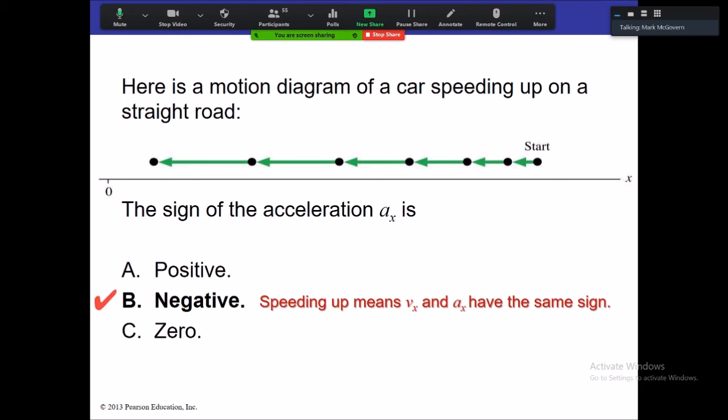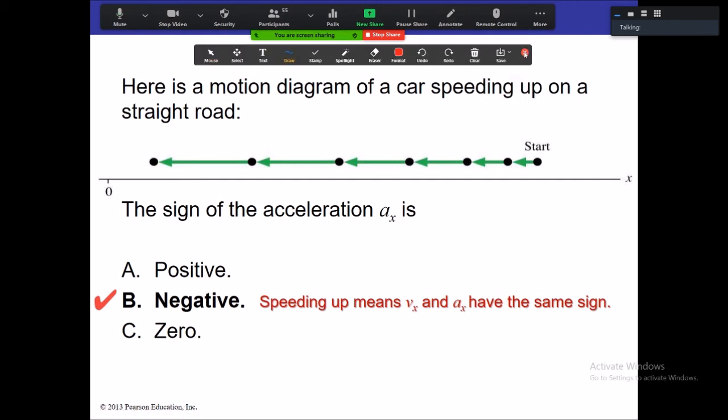Got to remember here, the actual position of a vector is irrelevant for the motion. If anything, it only tells us that we are positioned over here, but that vector is negative no matter where it's put. Right? No matter where it's put.